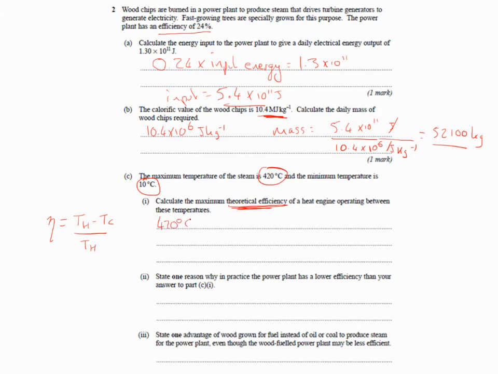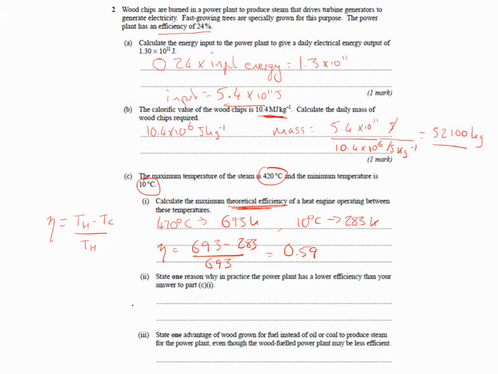So 420 degrees Celsius in Kelvin is 693 Kelvin, obviously adding 273. And 10 degrees Celsius into Kelvin is going to be 283. So now our efficiency is going to be 693 minus 283 over 693, which is equal to 0.59 or 59%, either is fine.